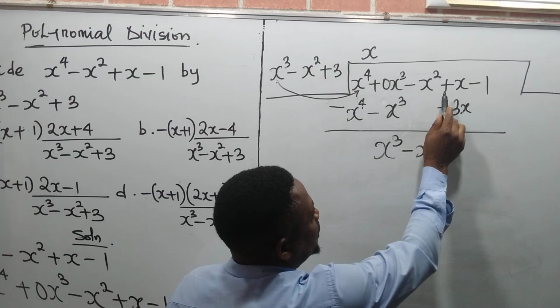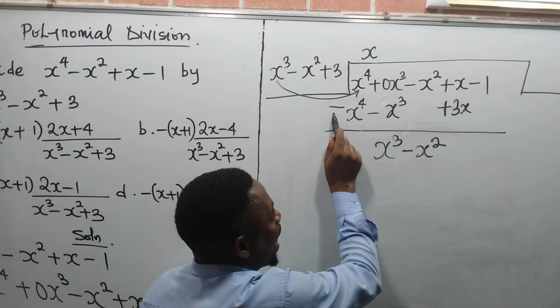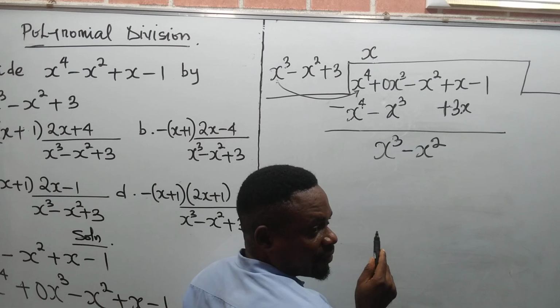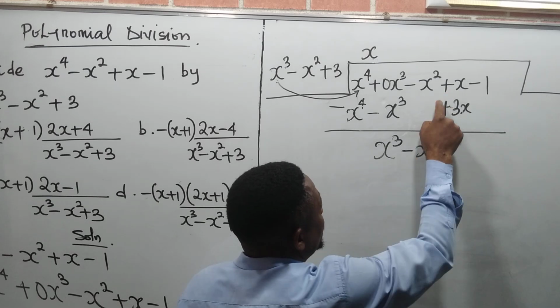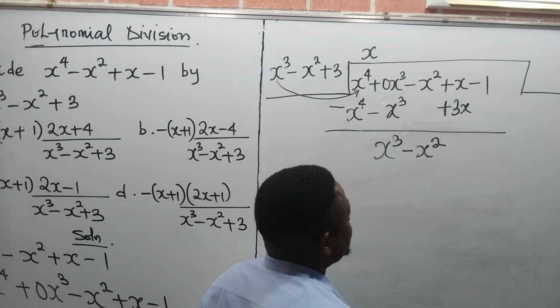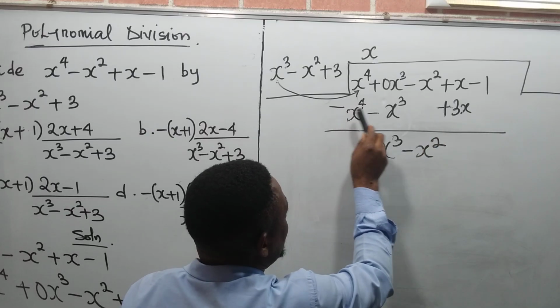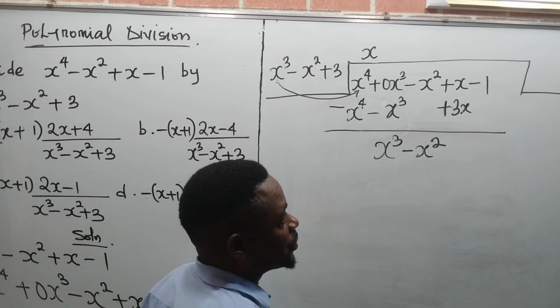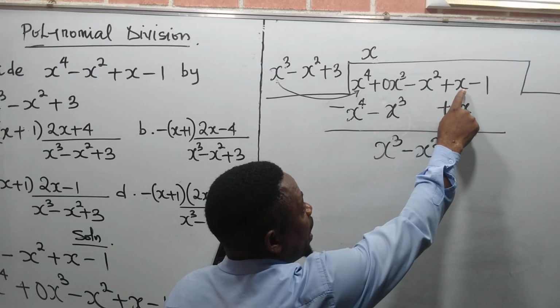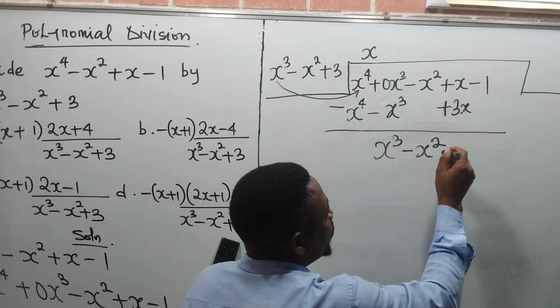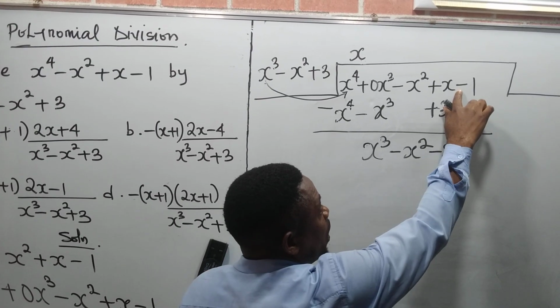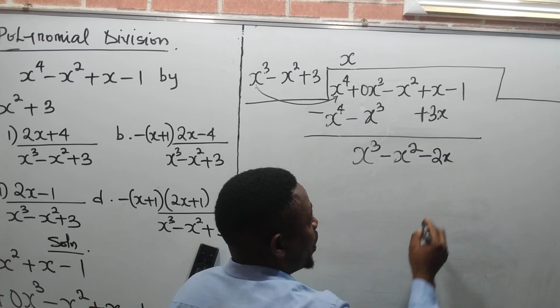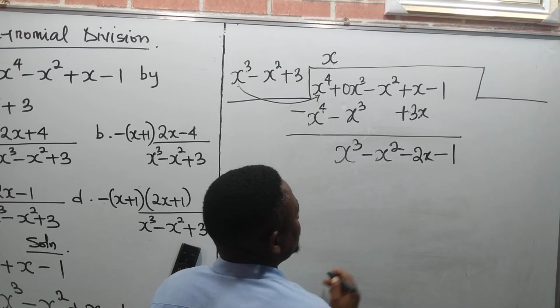Now the next one is this. Plus x minus plus 3x. I repeat, plus x minus plus 3x. What does it mean? Minus plus will give you minus. So how do we describe it now? Plus x minus 3x will give us minus 2x. Are you there now? Now this last one also has no family, which is minus 1. Bring it down. Are you there?